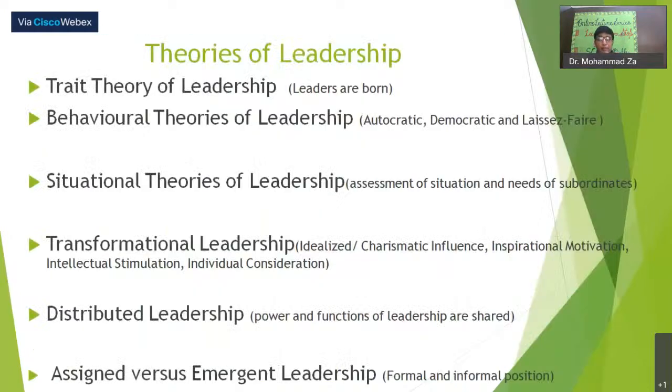Next is the assigned versus emergent leadership. So assigned leadership is associated with the position. For example, a principal is a leader, but this leadership is assigned to him or her in the school by the authority. So this is the assigned role. Emergent leadership: in a school, there is a principal, he has an assigned role of leadership, but in that school, a teacher may be a leader.